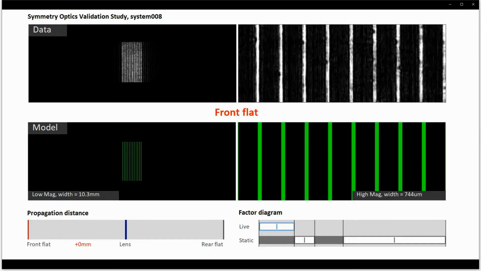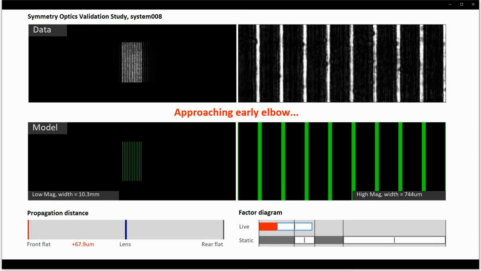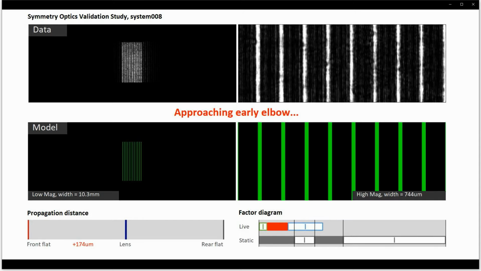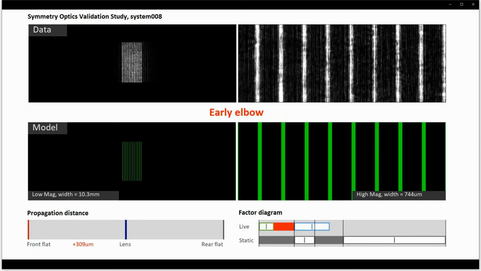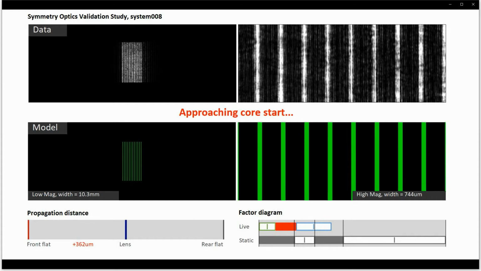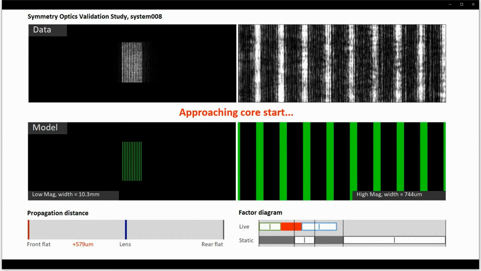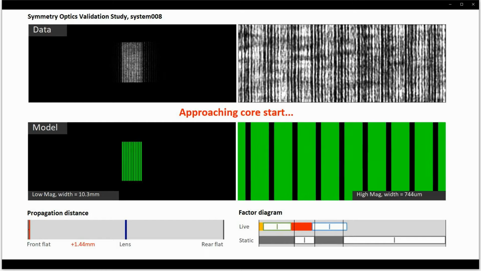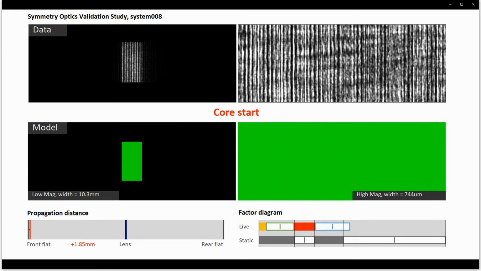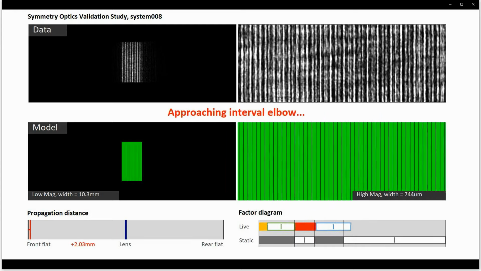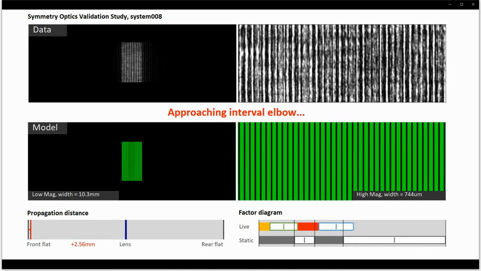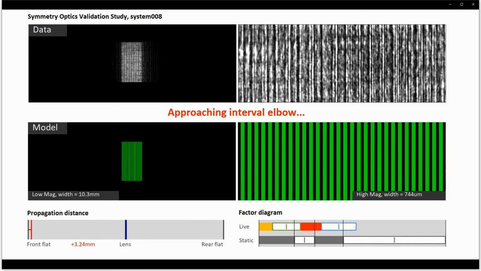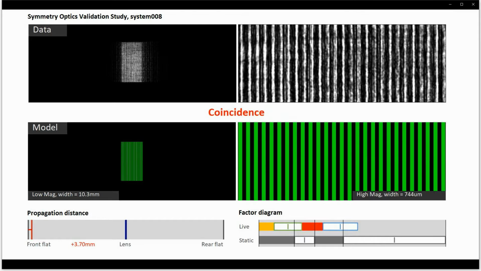Here are the parameters. This is the starting pattern directly at the grating. No change up to the early elbow. The stripe gets wider up to the core start. The core start is solid. Then the period gets wider, approaching the interval elbow. And there are some coincidences.